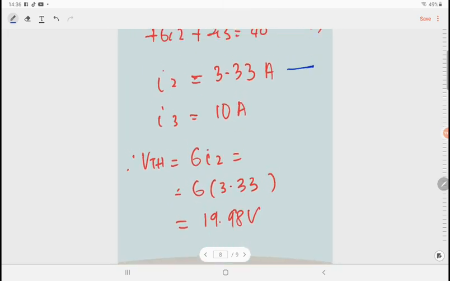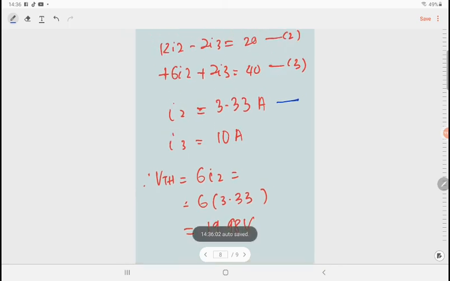Then we know that VTH equal to 6I2. So 6 times 3.33, VTH equal to 19.98 volts. You can say that it is near to 20 volts, something like that. But I accept both if you give this value.